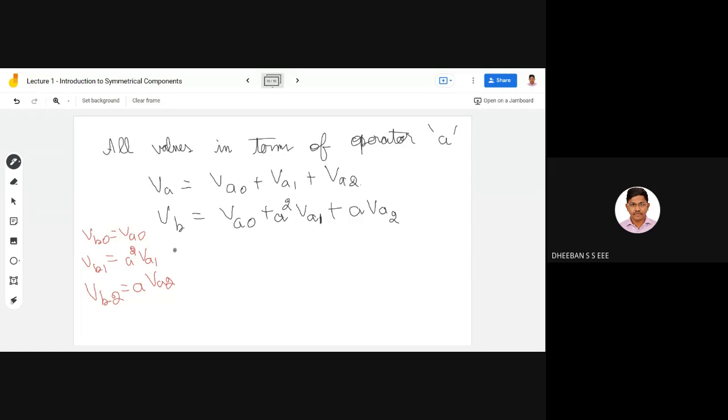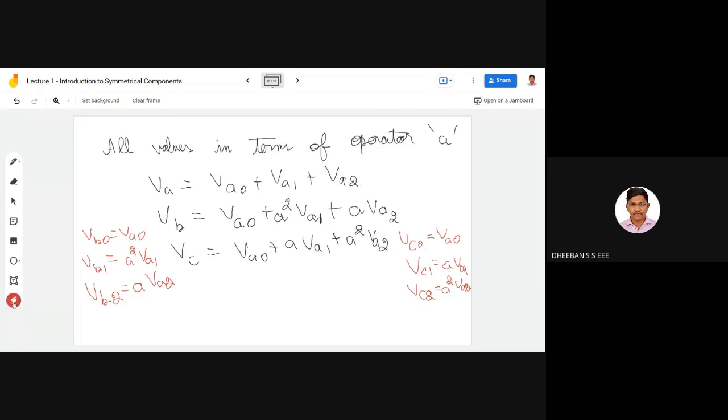The same goes for your VC. For your VC, VC0 will be equal to VA0, and then VC1 will be equal to A into VA1, and then VC2 will be equal to A square into VA2. Now you have to substitute this over here. So you'll be getting VA0 plus A into VA1 plus A square into VA2.